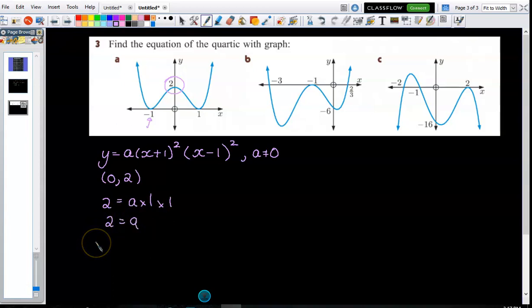A is 2. Sub it back in. We're done here. Correct? Let's do the next one. We're on a roll. And if we get these right, then you start skipping because we are fighting for every second.